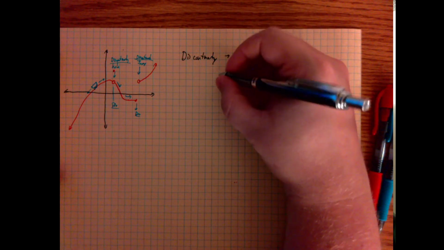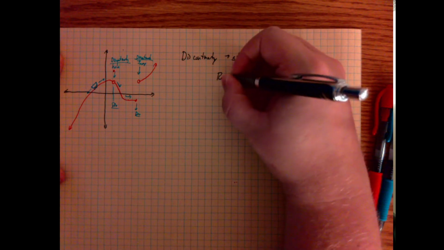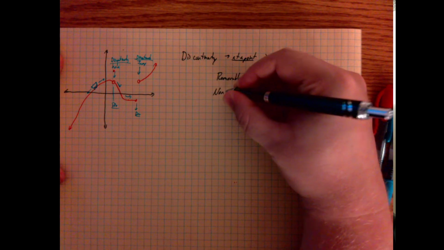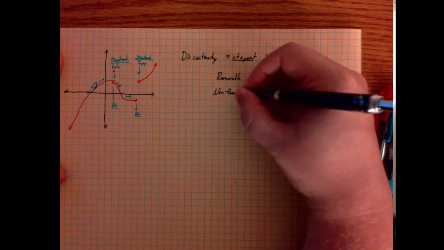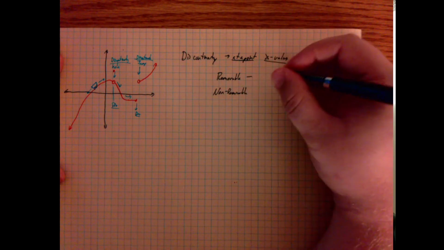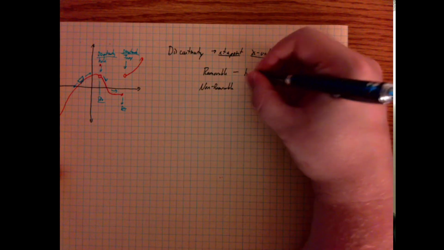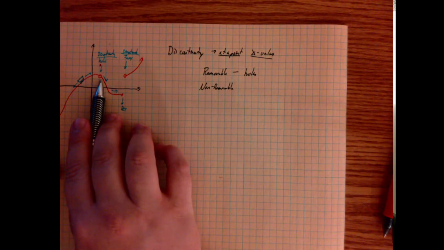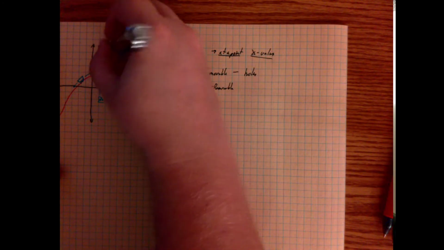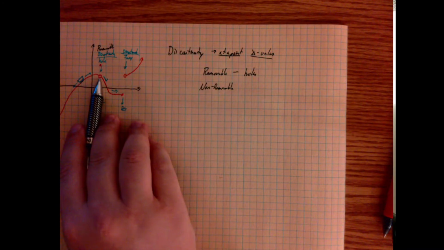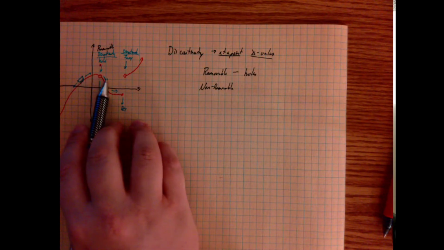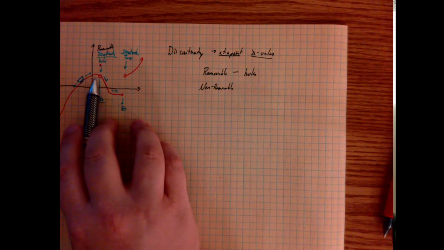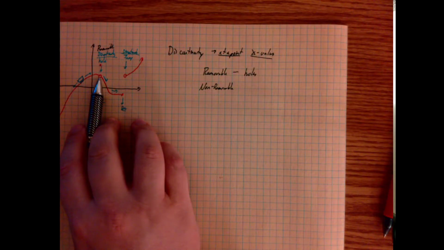Now, there are two different types. There's what's called removable and non-removable. Removable discontinuity refers to holes in the graph. So this is an example of removable discontinuity, because it's a hole in the graph, right? The limit exists, but the value doesn't. That's the big way to think about it.